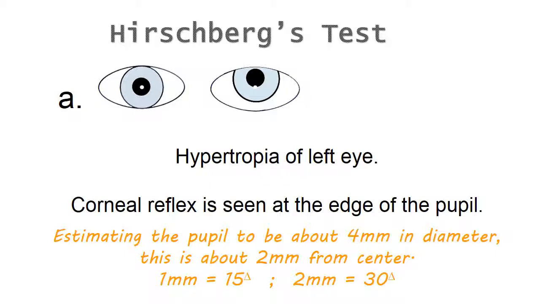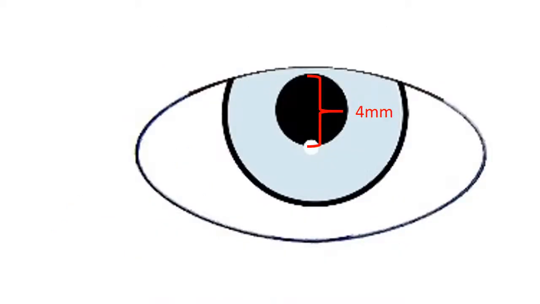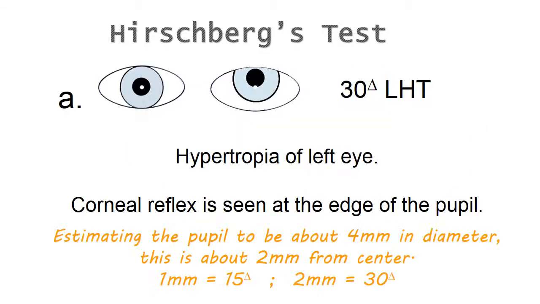The way you estimate the measurement is that if we have a 4 millimeter diameter pupil, the corneal reflex at the edge of the pupil would be 2 millimeters, and 1 millimeter is 15 prism diopters, so 2 is 30 prism diopters. So that is written as 30 prism diopters, left hypertropia.